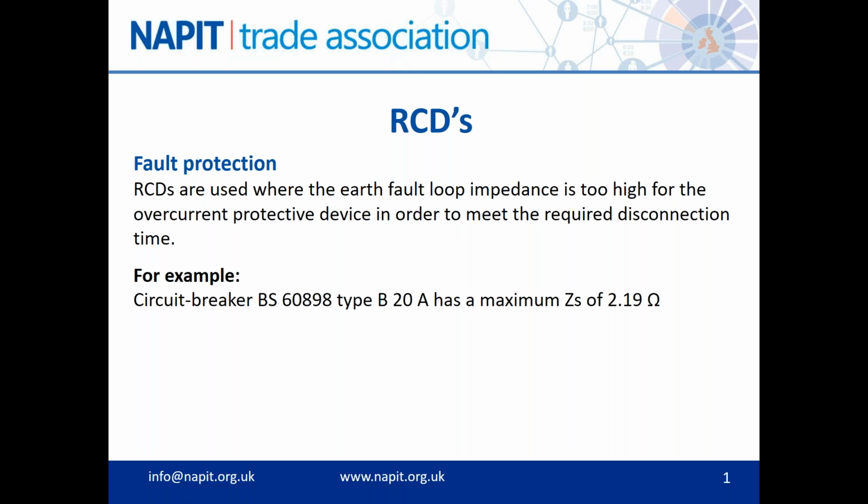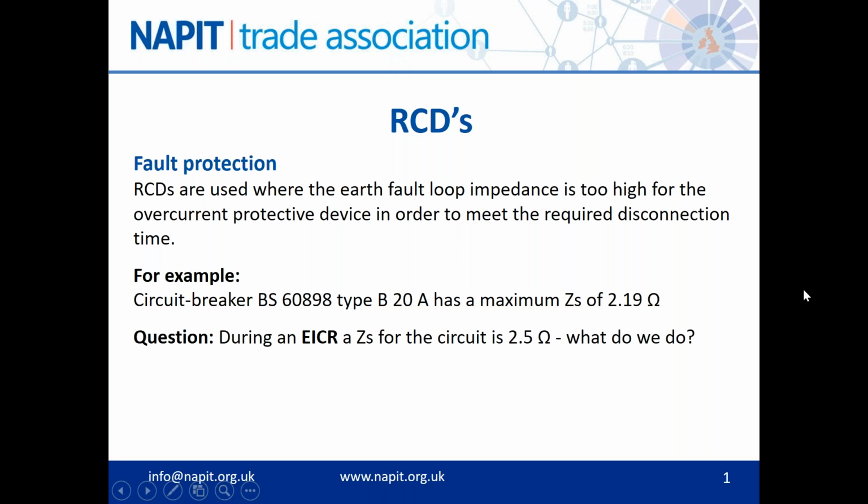Other places to put RCDs is when we have a high Zs. For example, a BS 60898 Type B 20 amp circuit breaker has a maximum Zs of 2.19 ohms. If you are out on site doing an EICR, a periodic inspection, and you go and measure that Zs at the furthest point and you record a reading of 2.5 ohms, it's a non-compliance, and therefore we have to have some choices of what we're going to do.